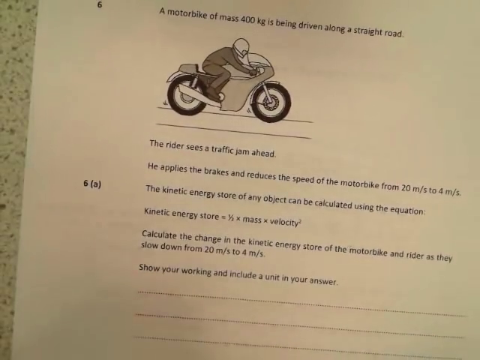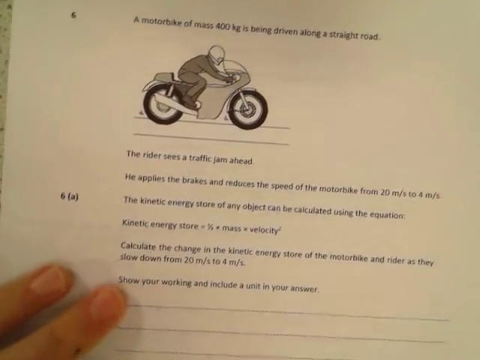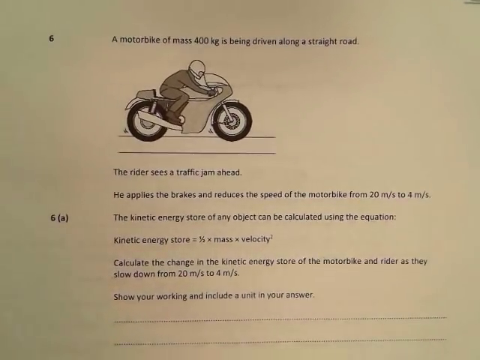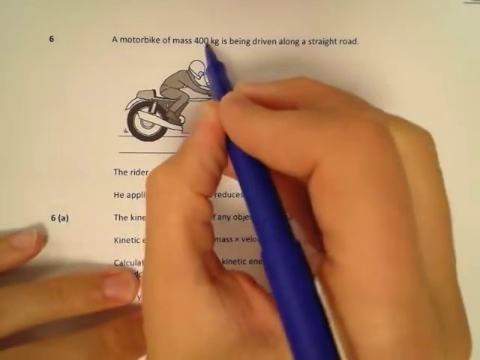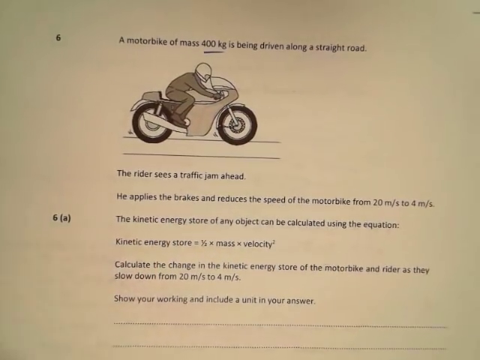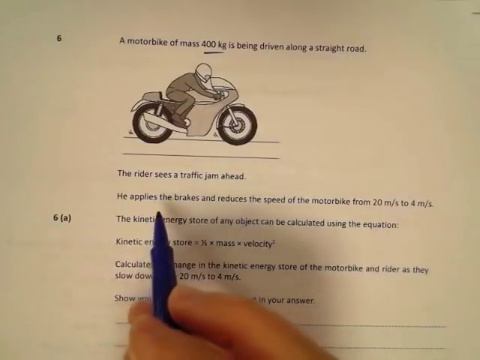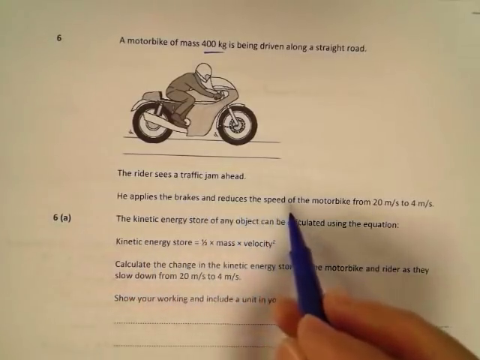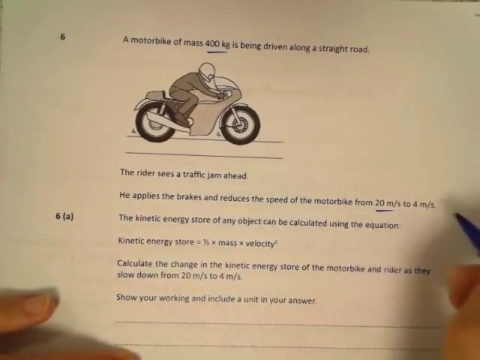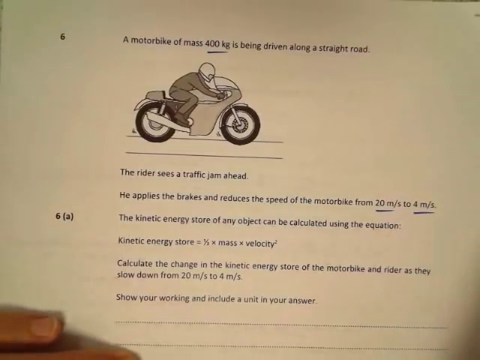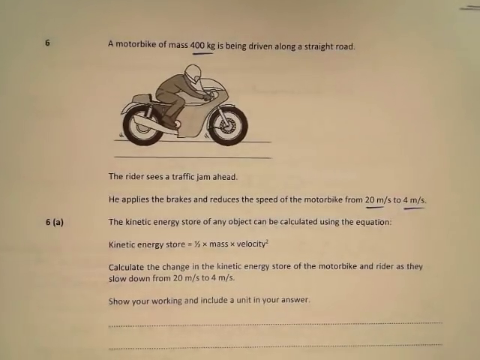Right, last question here. It's quite a complicated one, requires quite a lot of working out, so we need to make sure we're bugging because it's a calculating question. We've got a motorbike of mass 400 kilograms. He applies the brakes and reduces the speed from 20 meters per second to 4 meters per second. So there's a deceleration taking place.